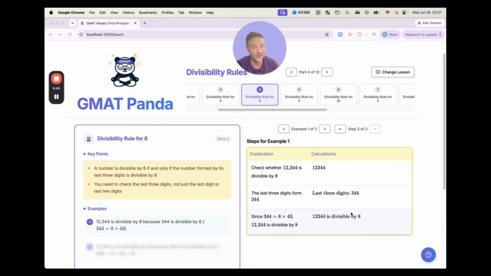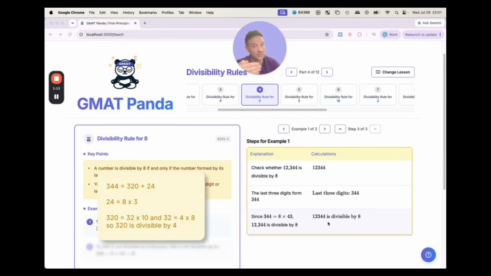Now, how do I know that 344 is 8 times 43? Well, here we're using another rule, which I'd encourage you to check out, which is the divisibility split method, which essentially allows us to work out whether any number is divisible by another by splitting it. In this case, we're splitting 344 as 320 plus 24. 24 is divisible by 8 because it's 8 times 3.